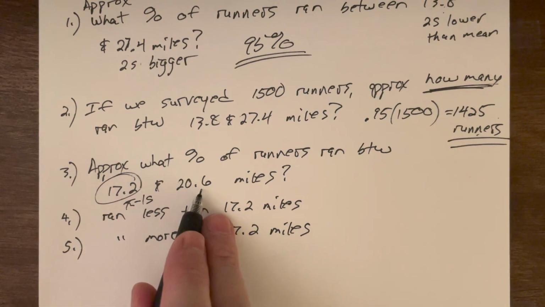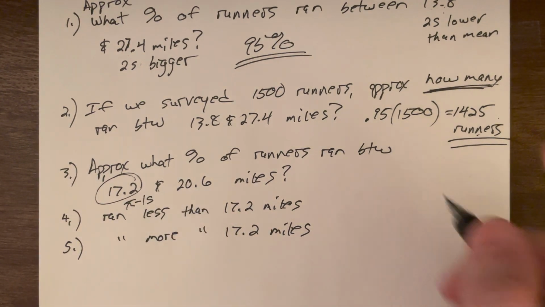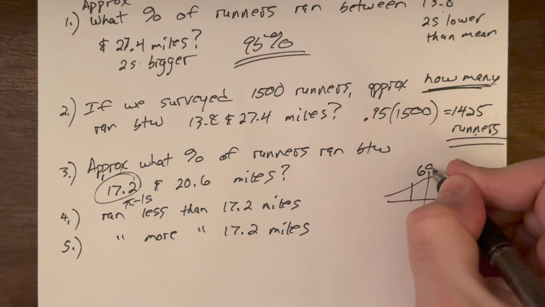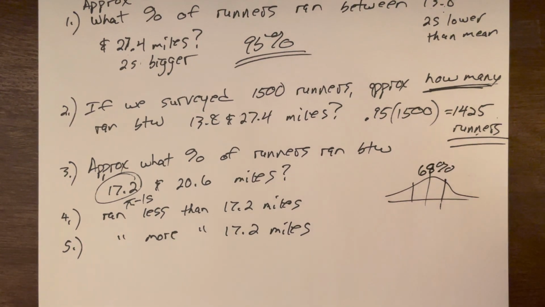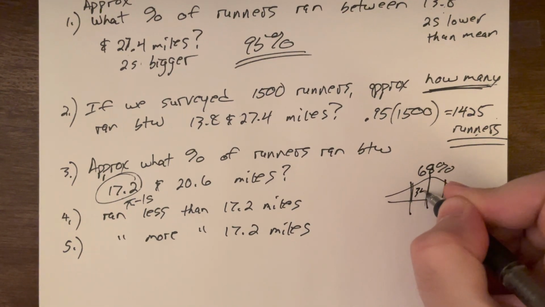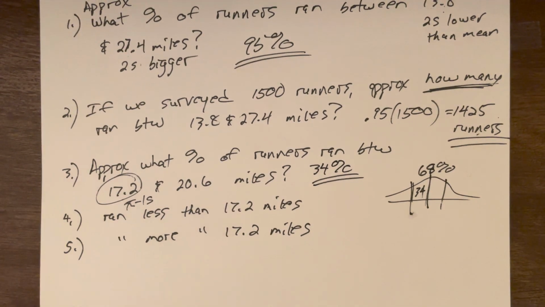3.4 is the difference between these two. So I'm not at 68%. I'm only looking if I had one below to one above. There is the 68%, but we're only going from the mean to the below. So there's my 34%, and that answers number 3.